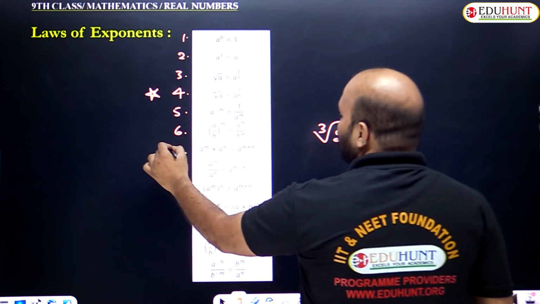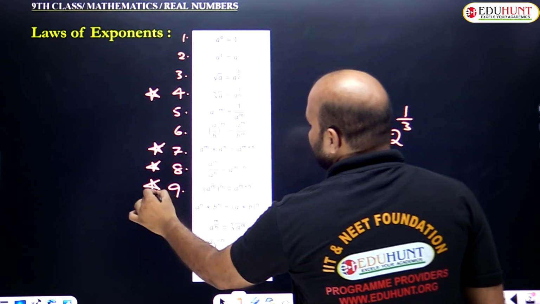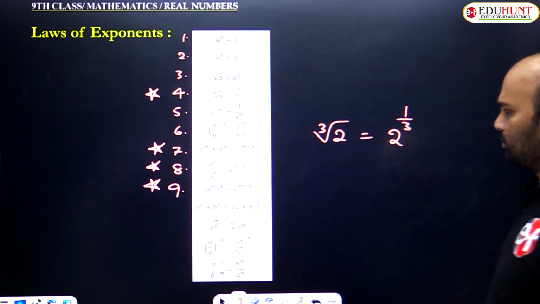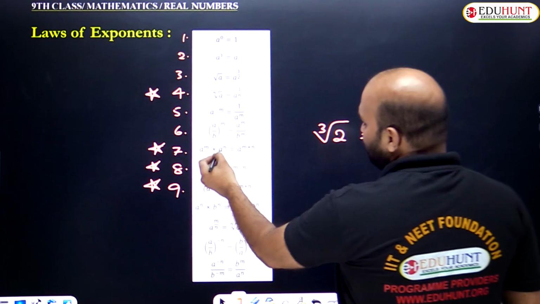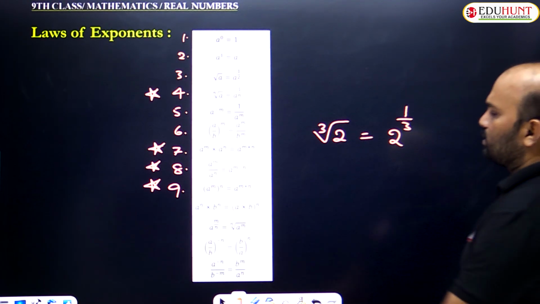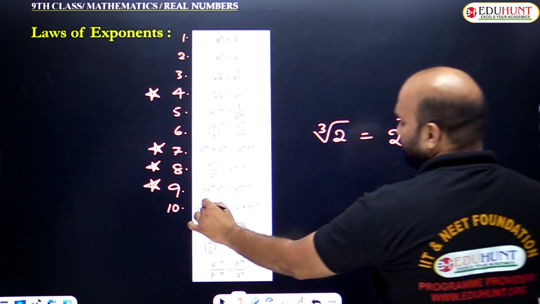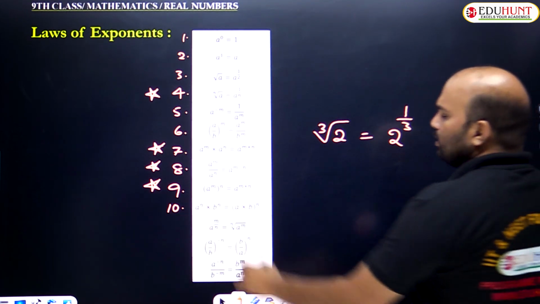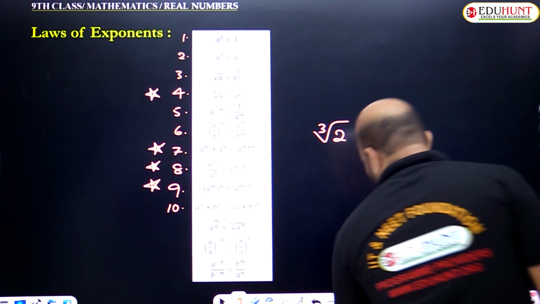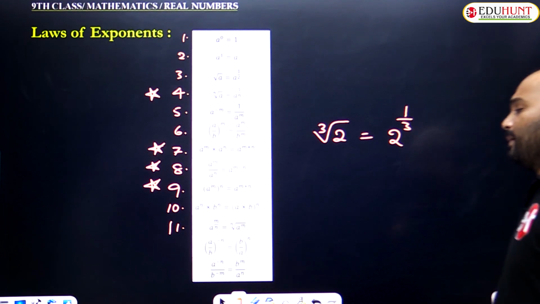Especially the seventh, eighth and ninth ones are very useful formulas for solving the problems. Randomly these are used in the problems. Okay? Next, 10th one, a power m into b power n. Nothing but the power value is equal. It can be written as (a into b) whole power n.